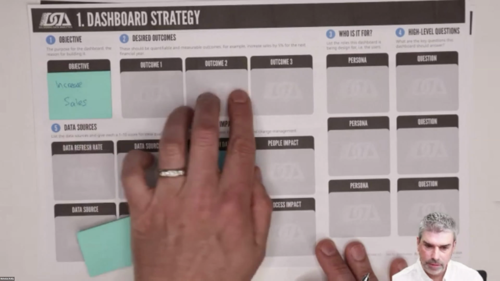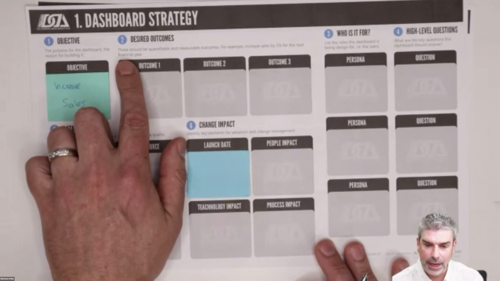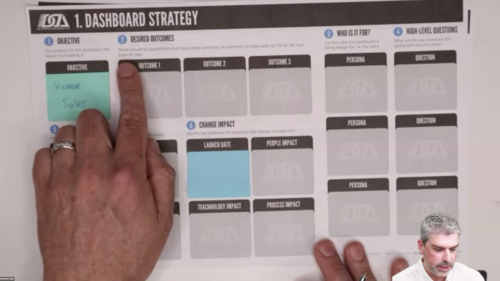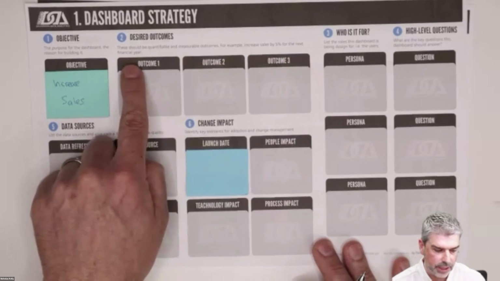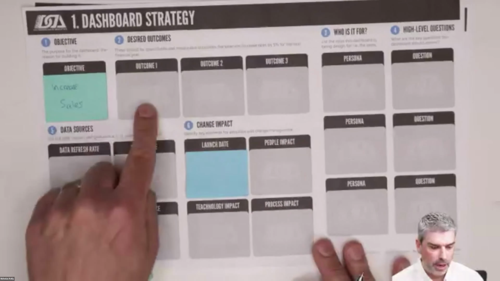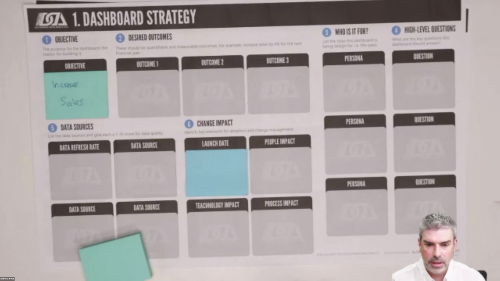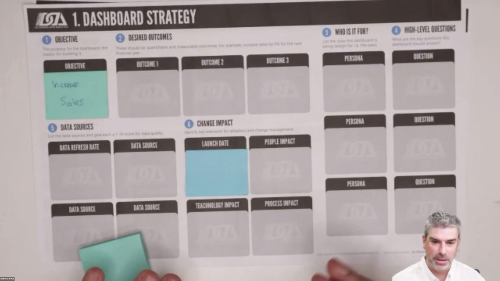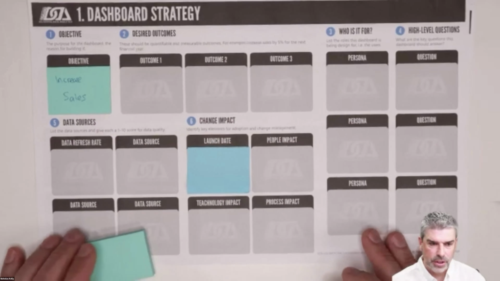Outcome. So we have some space for outcomes here. So what's an outcome? In general, I try and have a description for what it is that you need to include here. So in this example, we're saying these should be quantifiable and measurable outcomes. For example, increase sales by 5% for the next financial year. So we have an objective, but now we need actual measurable outcomes. So we're building a dashboard, right? A dashboard measures things. So we absolutely have to start with what are we trying to measure? And how do we know we're successful if we can't measure it?